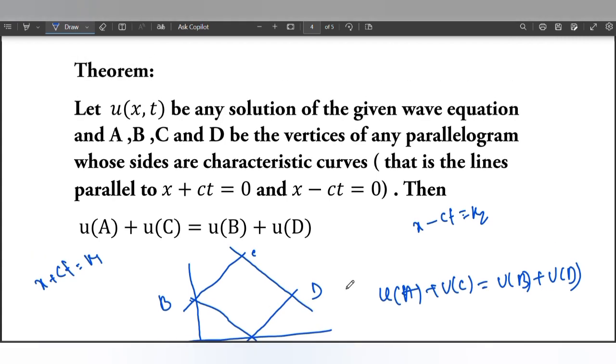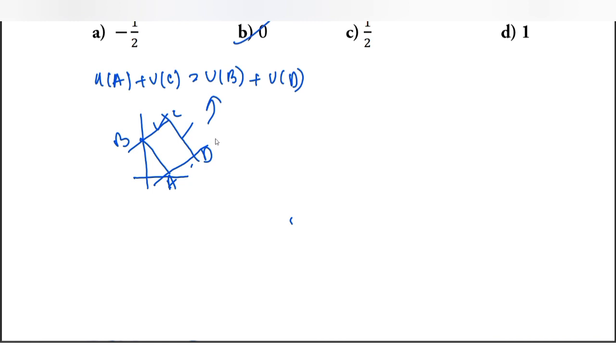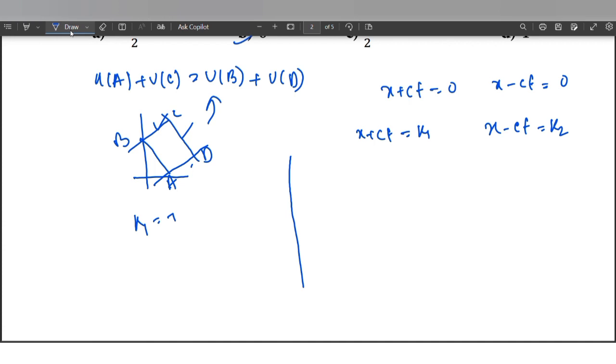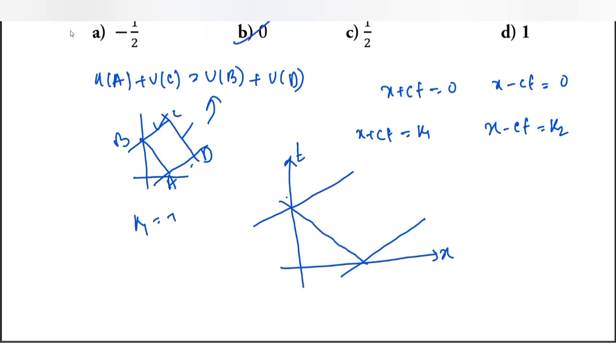So now how to solve this? We use x plus ct equal to 0 and x minus ct equal to 0. The parallel line of x plus ct equal to 0 is x plus ct equal to k1 and of x minus ct equal to 0 is x minus ct equal to k2. So we can draw this line parallel to x plus ct equal to k1, and we also draw this line, which is parallel to x minus ct equal to k2.